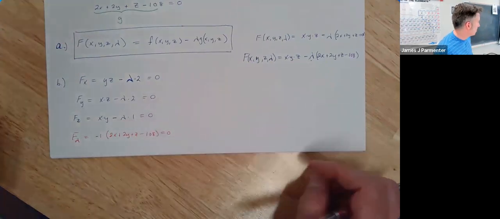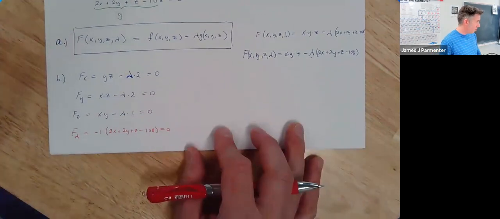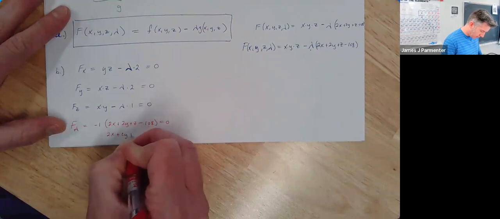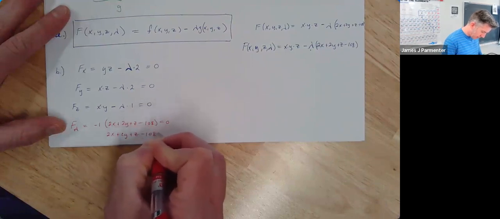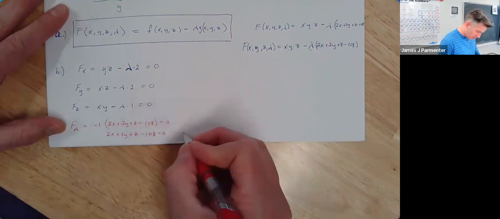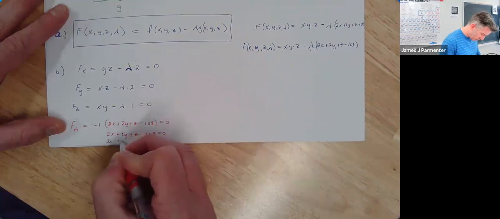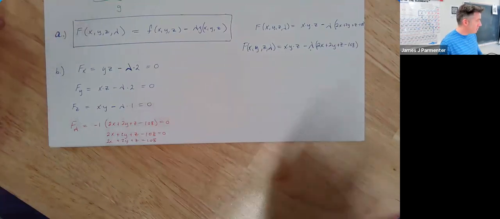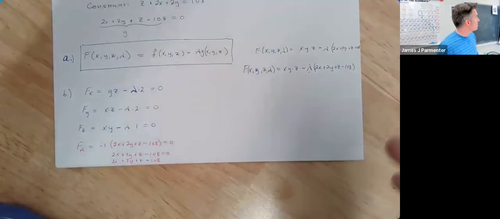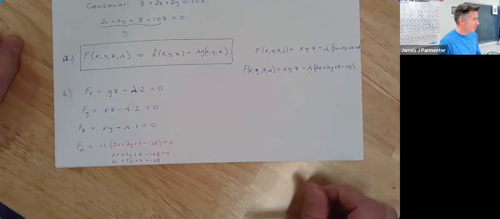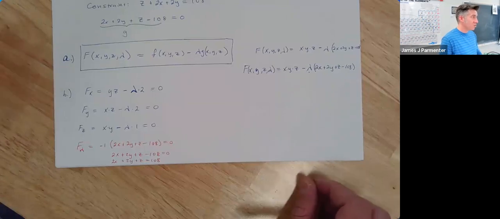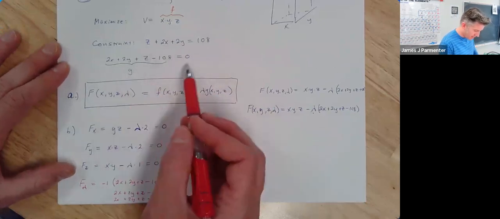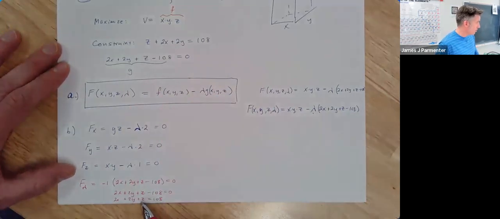Here's what I want to point out. If you multiply both sides by -1, you just get 2x plus 2y plus z minus 108 equal to 0. Or if you prefer, 2x plus 2y plus z equal to 108. The thing I want you to see here, because I don't want you to waste your time writing f lambda, is that f lambda equal to 0 is just the constraint that we already had way up here. Literally the same equation is down here.